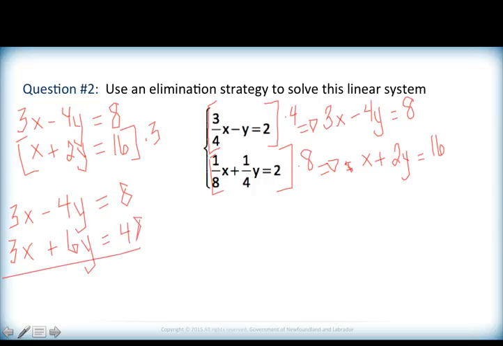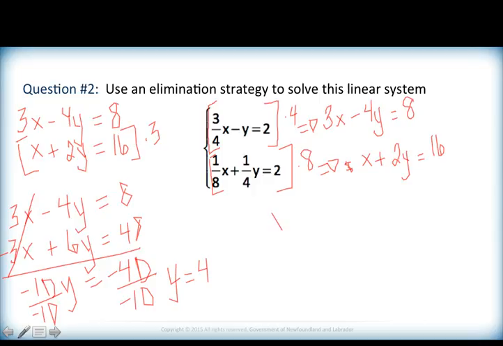Similar to our previous question, we have to subtract here instead to eliminate our x variable. Negative 4y subtract 6y will be negative 10y. 8 subtract 48 will give us a negative 40. We're going to divide both sides by negative 10. And y will equal positive 4.